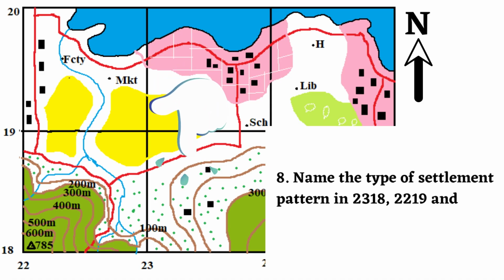All right. So on to question 8. Question 8 says, name the type of settlement pattern in 2318, 2219, and 2319. Okay, so in 2318, notice that the buildings are scattered or separated. So in this case, we have a dispersed settlement pattern.